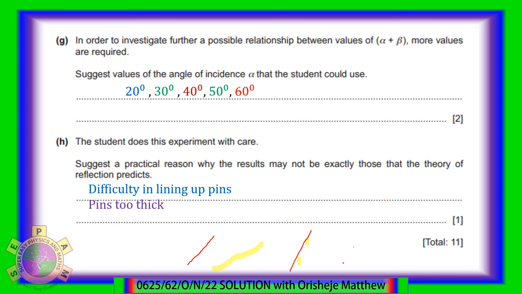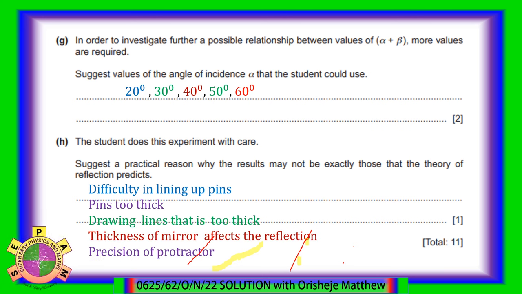Then if the pins are too thick, it affects your reading. Then drawing a line that is too thick. Those are some of the problems you come across that make the reading, the result of the experiment, not to be the same as the normal procedure.